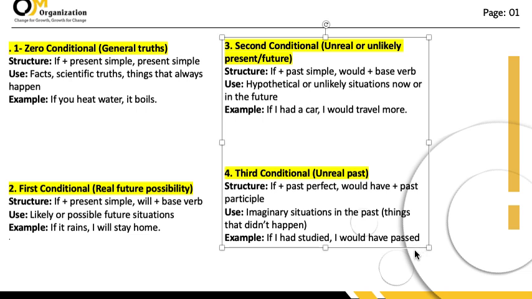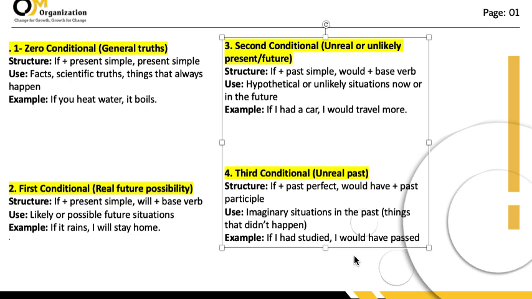If I had money, I would have bought a car. If I had money, because it's past perfect, if I had money, I would have bought a car. In that same past, what would I have done? I would have bought a car.